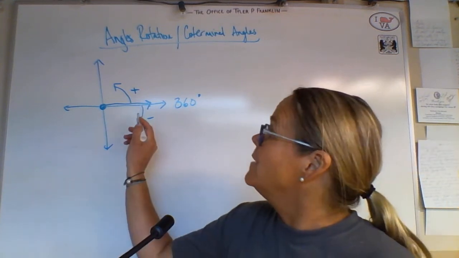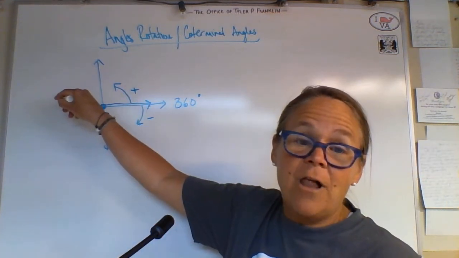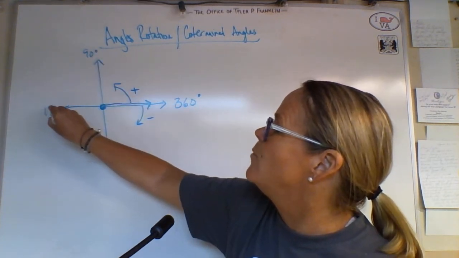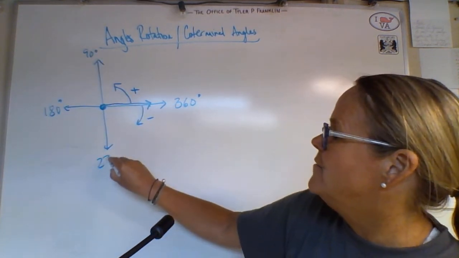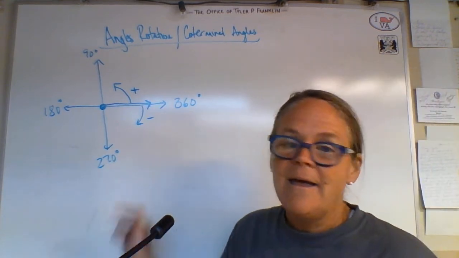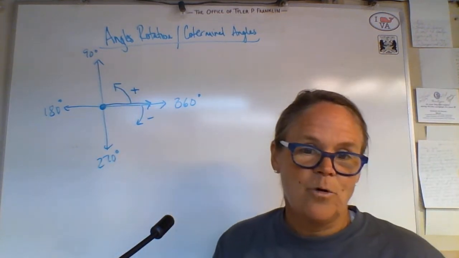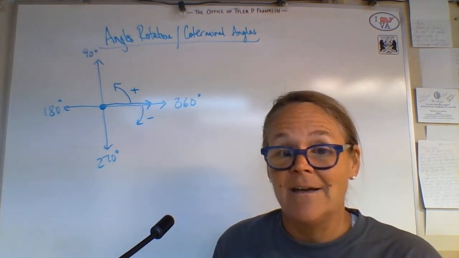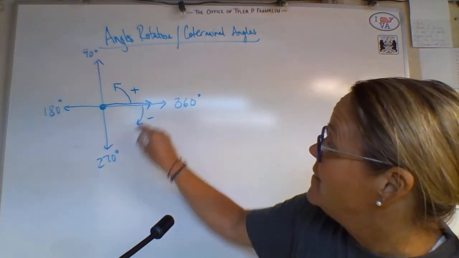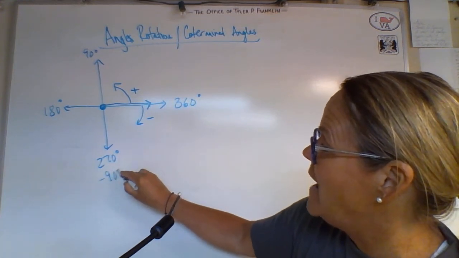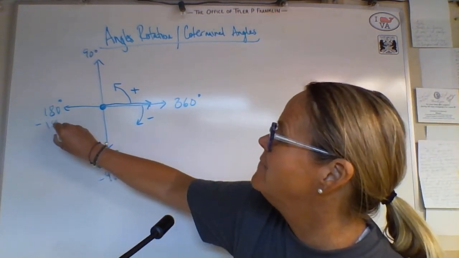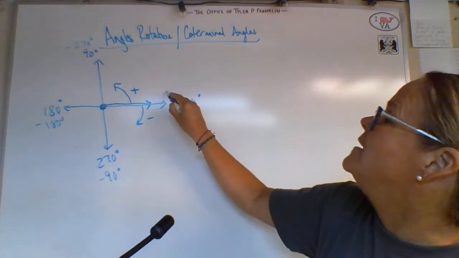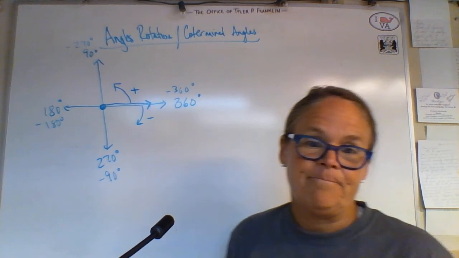So if you're going counterclockwise, this would be 90 degrees. That would be 180. That would be 270. And a full would be 360. Now, if you're going negative, which is clockwise, this would be negative 90, negative 180, negative 270, negative 360.